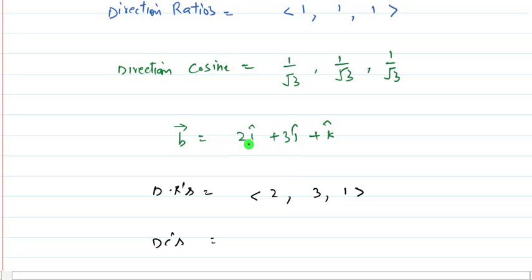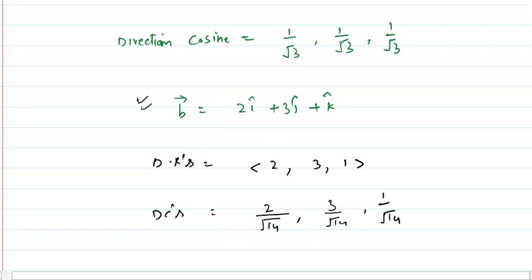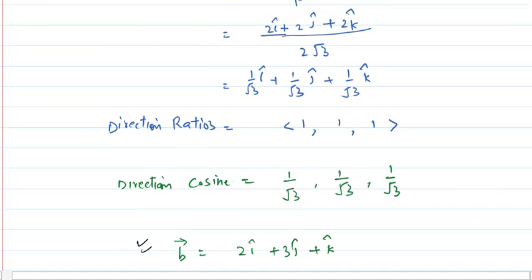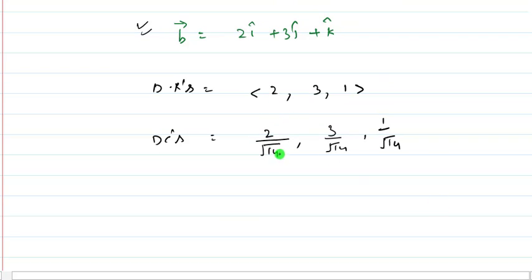And direction cosines can be calculated by dividing by the modulus of vector B, meaning by dividing each term by the root of 2 square plus 3 square plus 1 square. So we are getting 2 upon root of 4 plus 9, 13, plus 1, 14. That is root 14: 2 upon root 14, 3 upon root 14 and 1 upon root 14. So if you need to calculate direction ratios and direction cosines directly from a given vector, there is no need to go through this process of calculating the unit vector first. You can directly calculate direction ratios and cosines from the given vector.